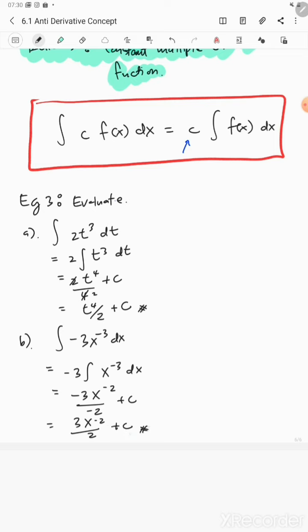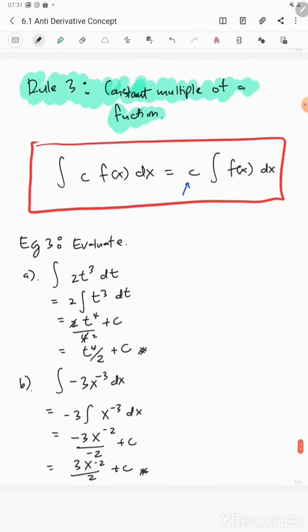Never mind, it is not necessary to bring down the negative power, no need, just let it be. Alright, these are the examples for the constant multiple of a function, rule number 3.